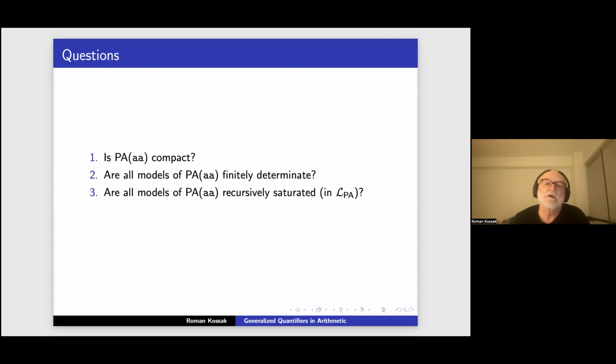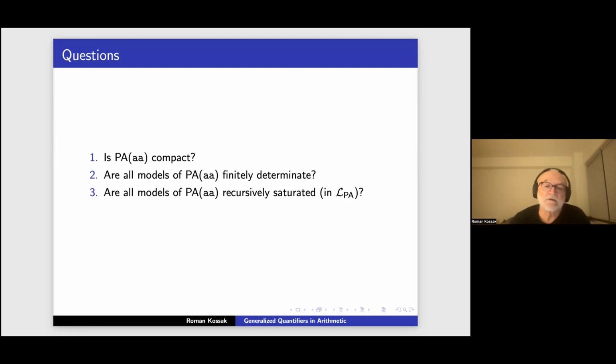There are models of PAA plus DET, but are there some models which are not? Can you construct them in some other ways? Can you characterize them differently? And again, all those models of PAA plus DET were recursively saturated, but could they be not recursively saturated? Could they reduce to a language of PA and be not recursively saturated? So those questions are open.